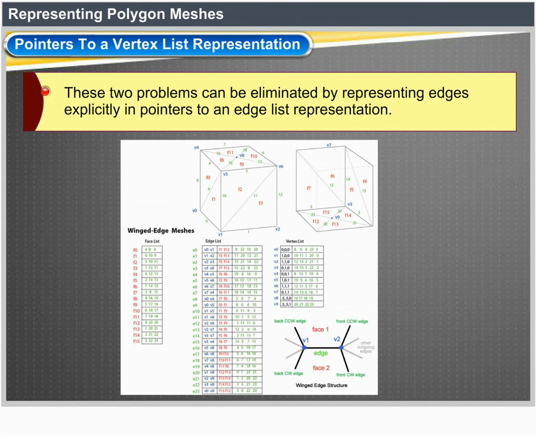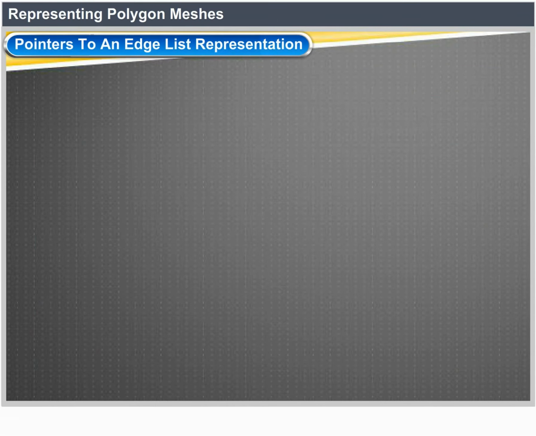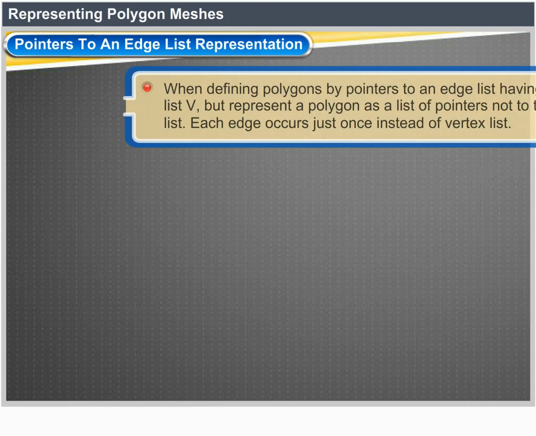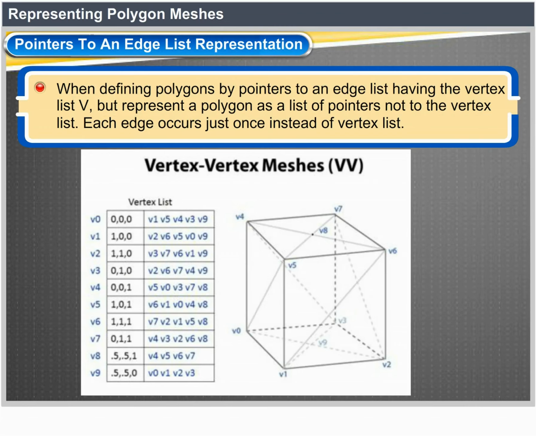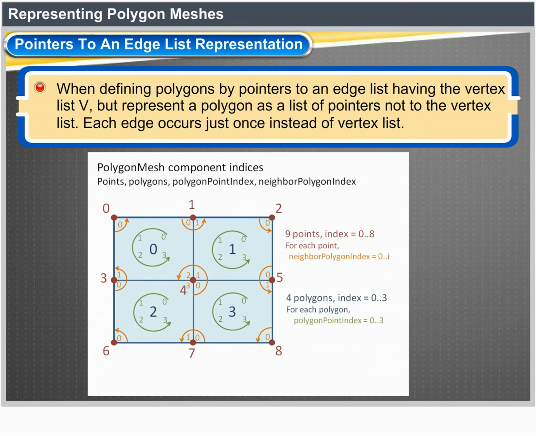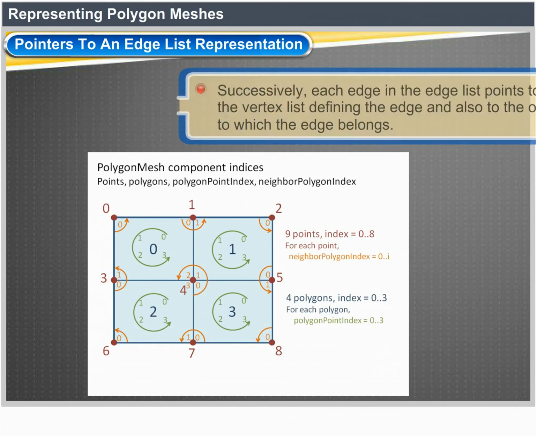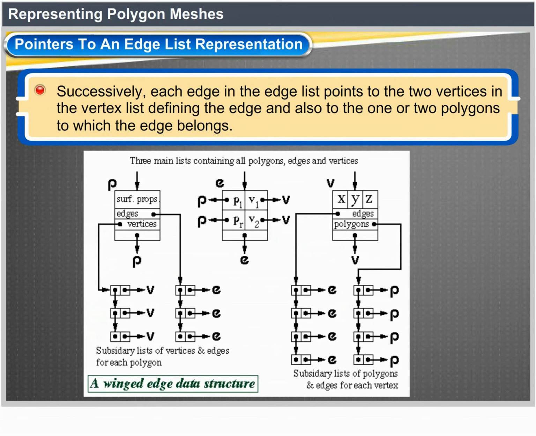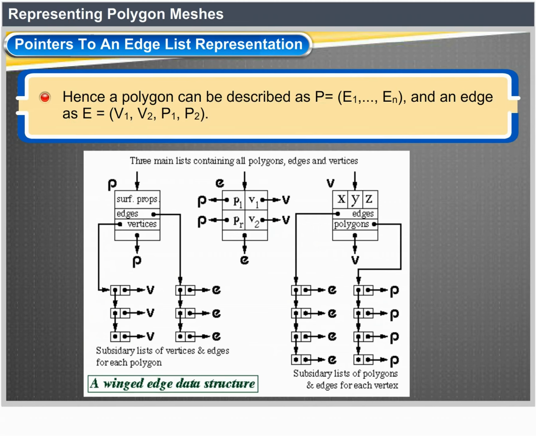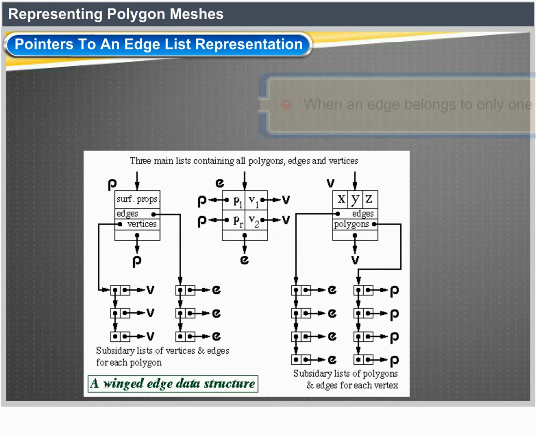Pointers to an edge list representation. When defining polygons by pointers to an edge list, we again have the vertex list V, but represent a polygon as a list of pointers, not to the vertex list, but rather to an edge list, in which each edge occurs just once. In turn, each edge in the edge list points to the two vertices in the vertex list defining the edge, and also to the one or two polygons to which the edge belongs. Hence, we describe a polygon as P equals E1 going up to En, and an edge as E equals V1, V2, P1, P2. When an edge belongs to only one polygon, either P1 or P2 is null.